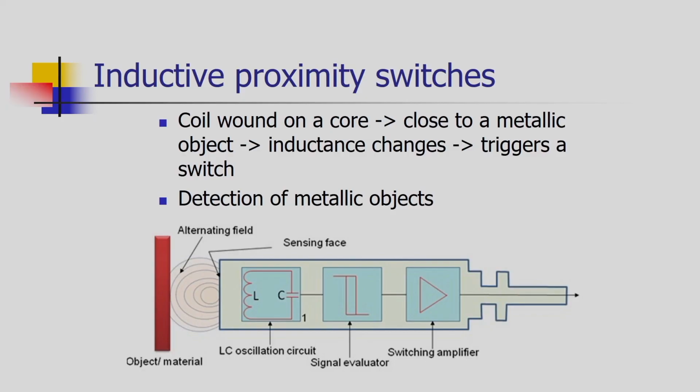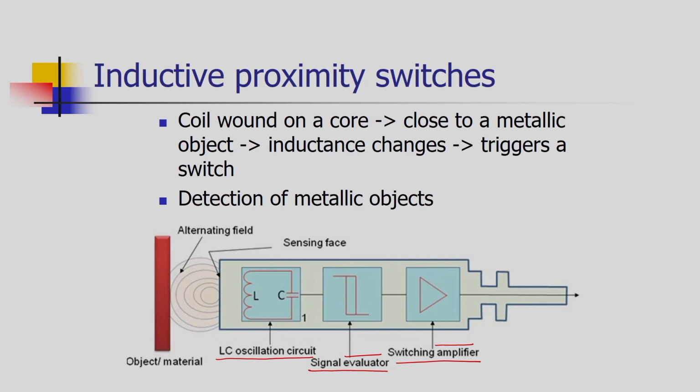A typical construction is shown on your screen. Here we have the LC oscillation circuit, inductance capacitance oscillation circuit, then there is a signal evaluator and then a switching amplifier. The evaluator and amplifier are signal processing devices. When the inductive proximity switch comes in the vicinity of an object of material, it generates the alarm.